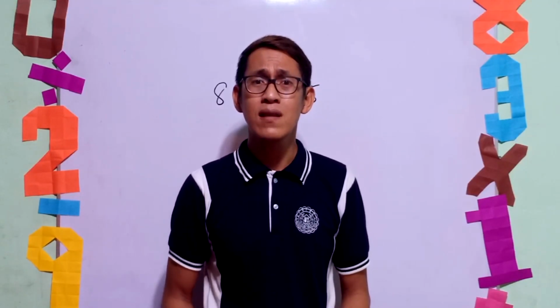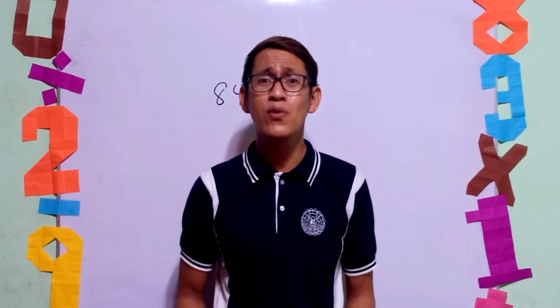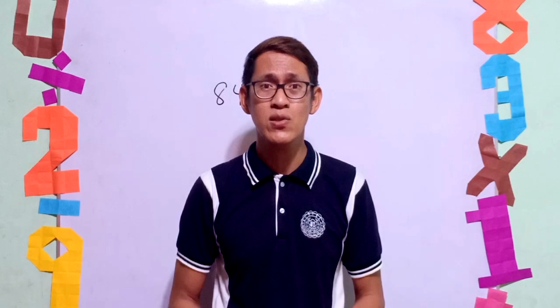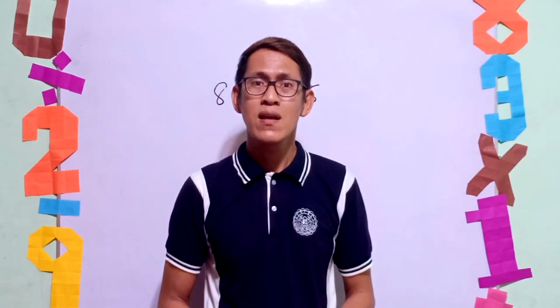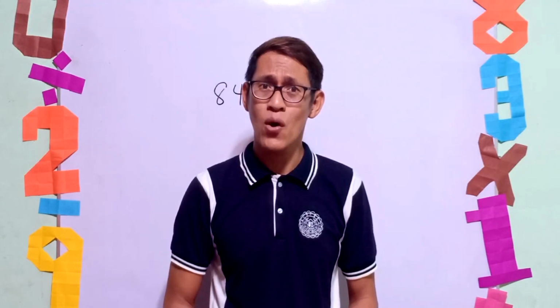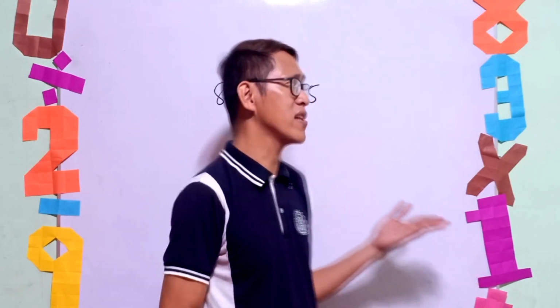To estimate the quotient, there are only two things to do. First is to round off each number to the highest place value. Then after that, you divide. The answer is the estimated quotient. Look at this first example here.